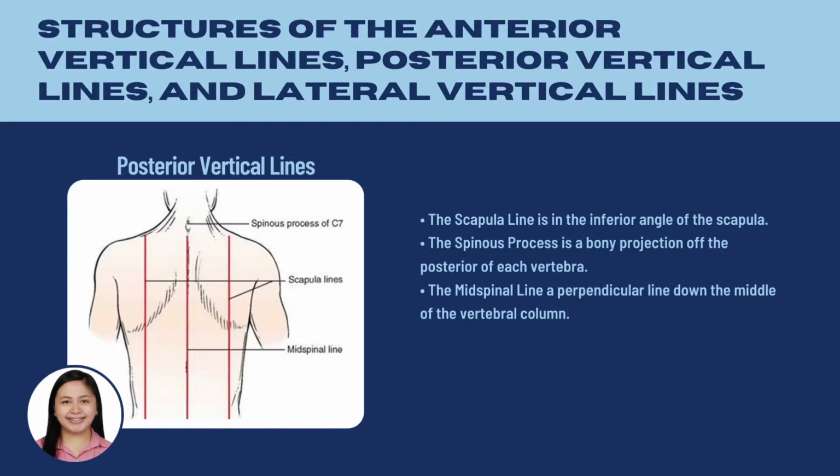Posterior vertical lines. The scapular line is at the inferior angle of the scapula. The spinous process is a bony projection of the posterior of each vertebra. The midspinal line is a perpendicular line down the middle of the vertebral column.